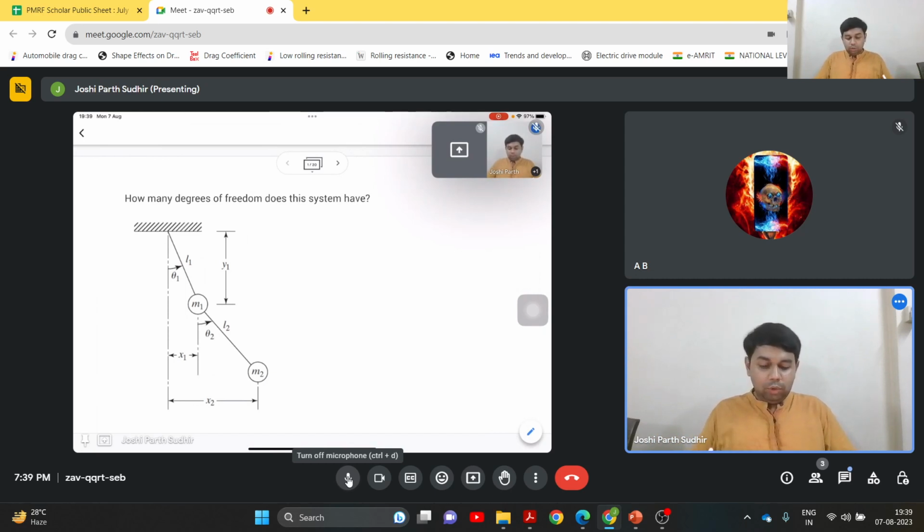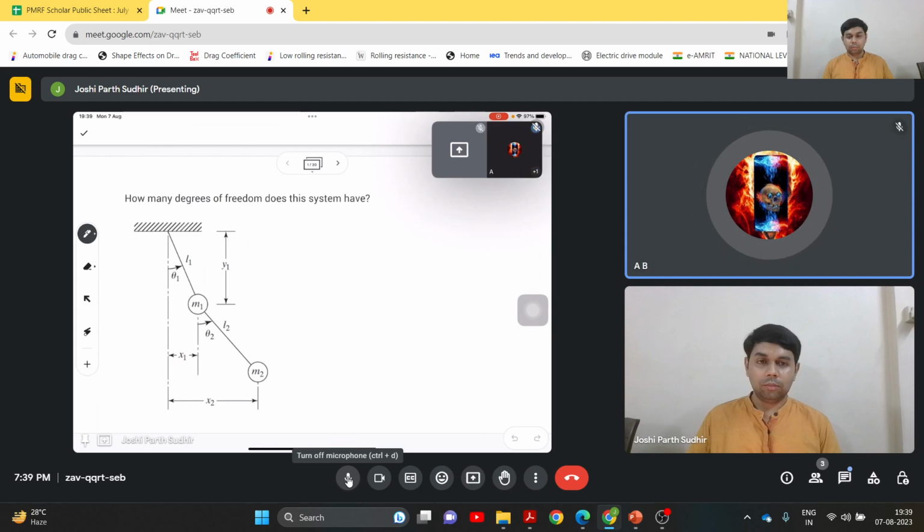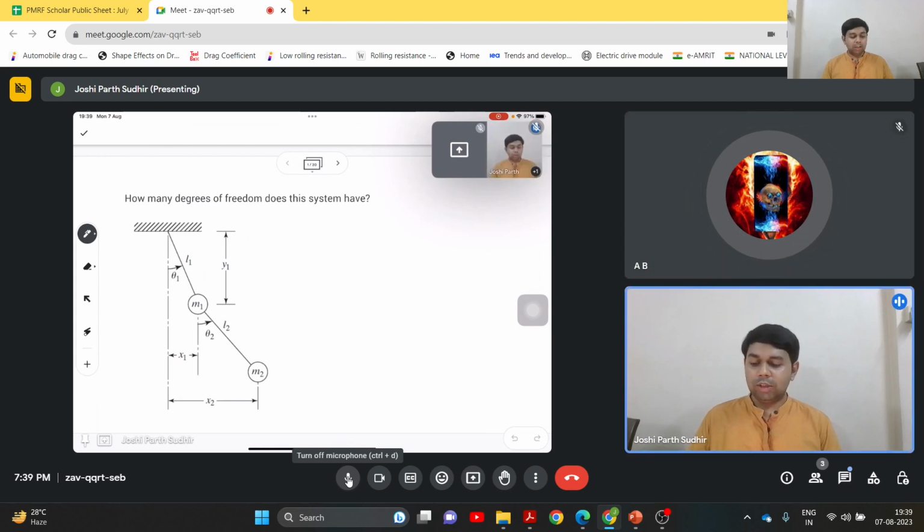So I think you would have studied the concept of degrees of freedom. Yes, sir. So let us say we have been given some system like this, where there are two masses, like one pendulum bob M1, and then to that bob M1 we have another pendulum bob M2.